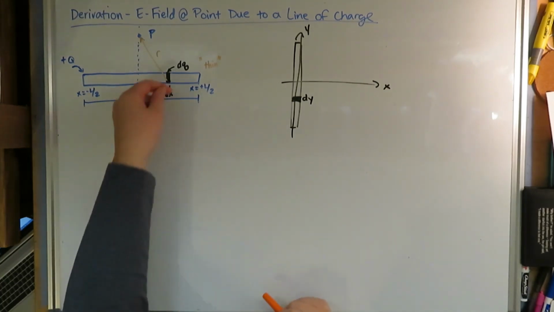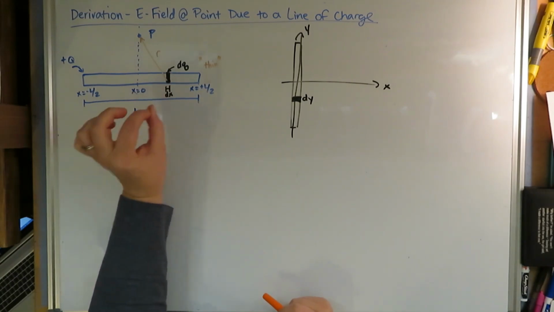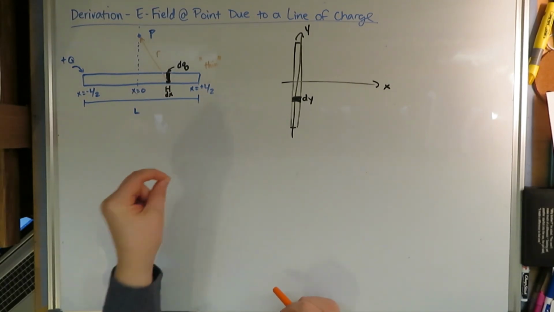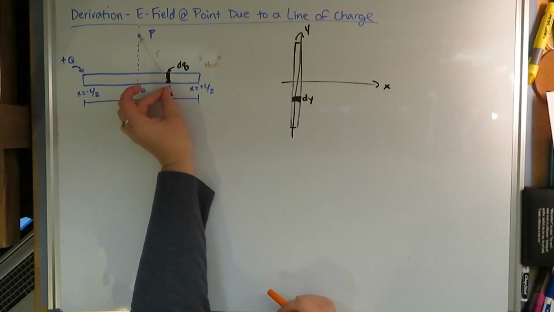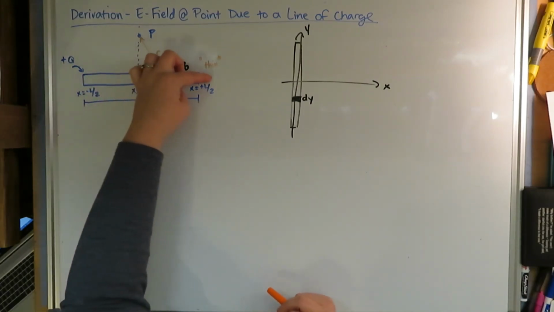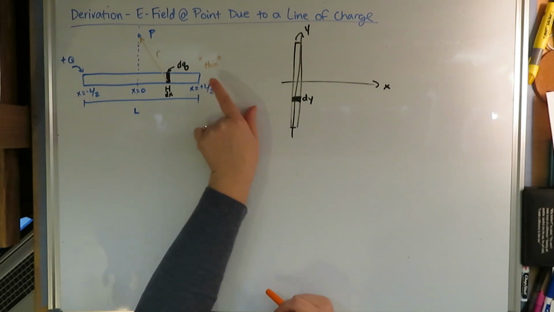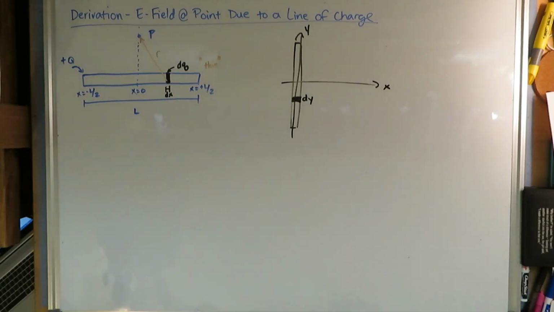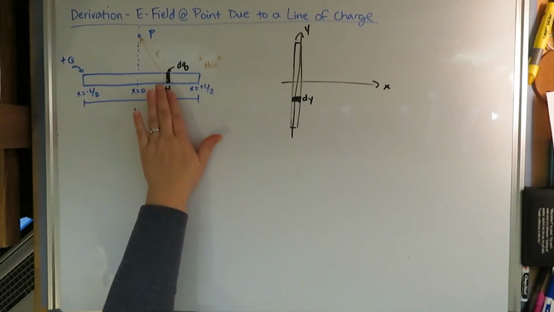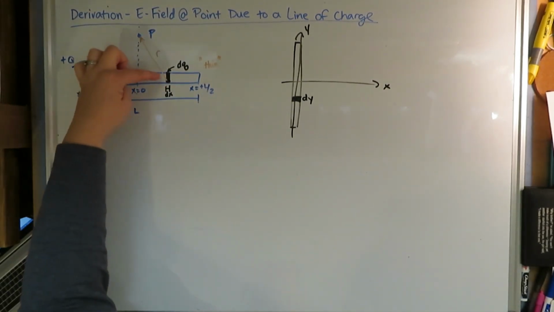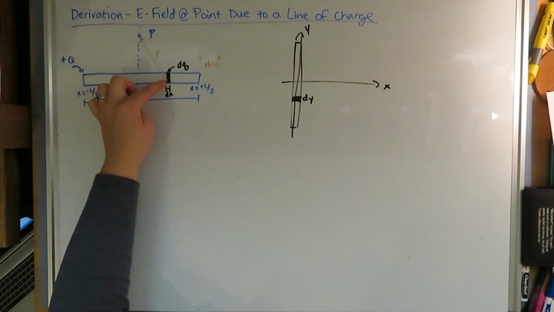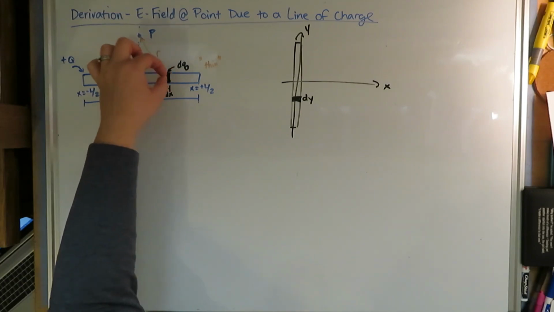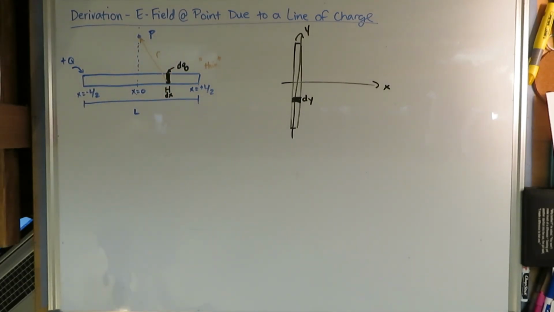So even though I'm drawing it like a little rectangle, it's actually an infinitesimally small point because dx is infinitesimally small, and just by definition of it being a thin rod, dy is negligible. So there's almost no y component to this thing at all. So this is a point charge. Okay, and point P is located at a distance r away from this point on the rod.